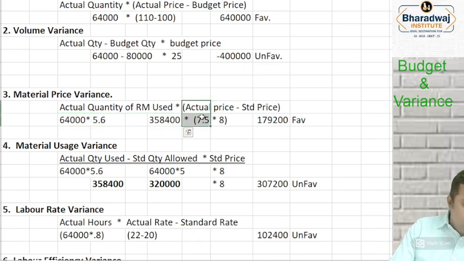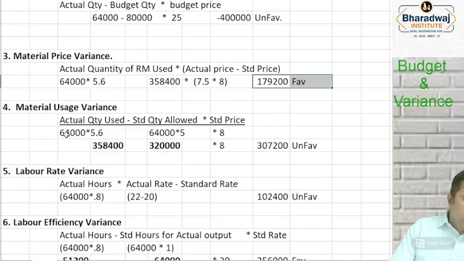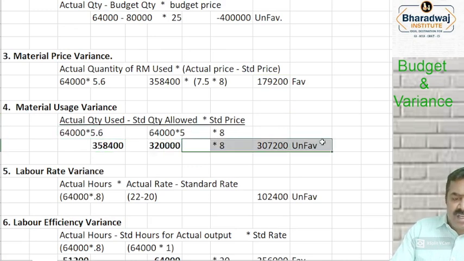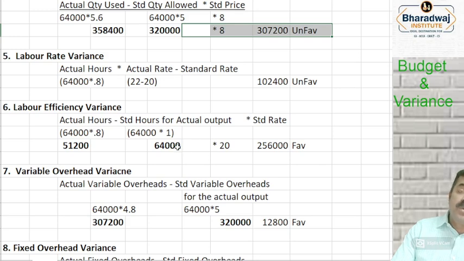Price variance: you can find actual quantity of raw material used into actual price paid is less than the standard price. We paid less price than the standard price, so favorable variance. Usage: 64,000 into 5.6, this much we used, but allowed is only 3,20,000. So there is an unfavorable variance because of the usage. We used more. Labor rate, we spent more, so unfavorable.